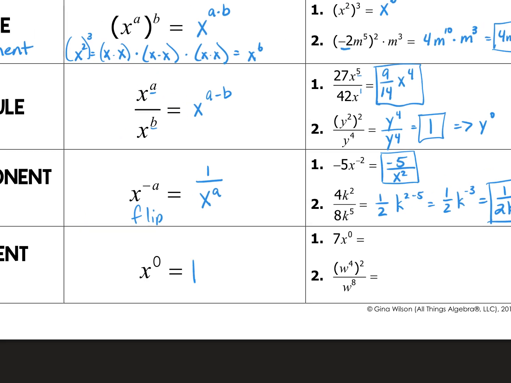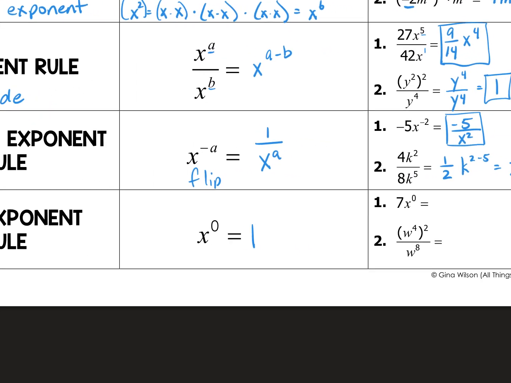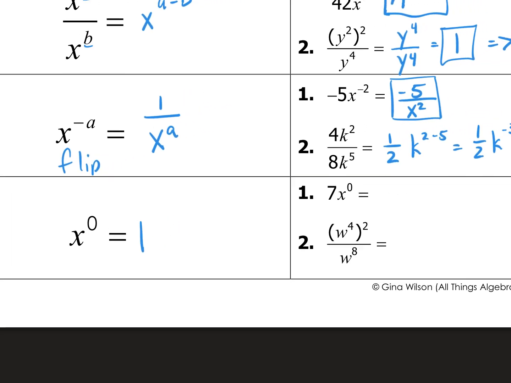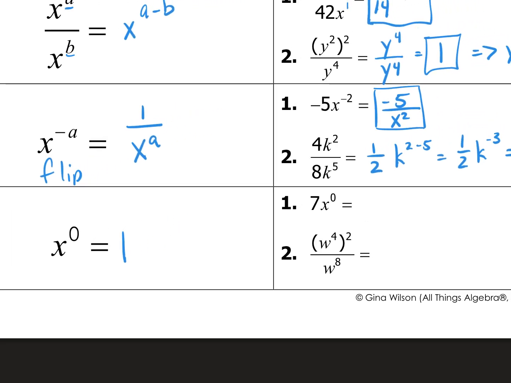All right, let's go back down to our zero exponent rule. This is the last rule that you need to know. X to the 0 equals 1. So hopefully when you're looking at this first one, you're saying, okay, this right here is equal to 1. So I really have 7 times 1 equals 7. That's our answer. Ta-da! Super simple.